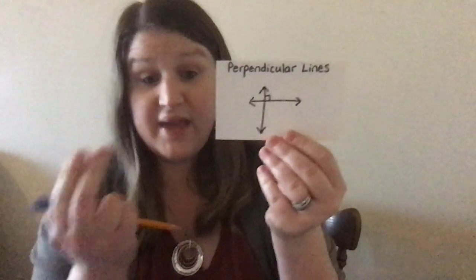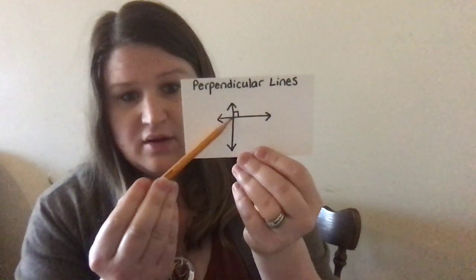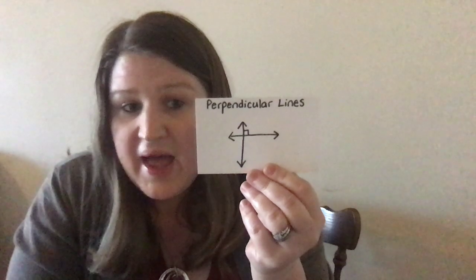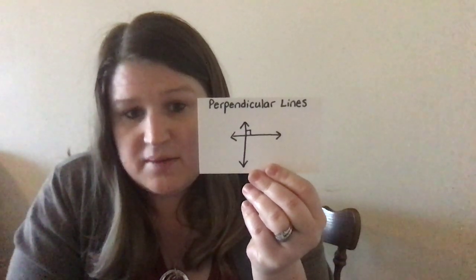The first one was perpendicular lines. Again, you see this square here, which should look familiar. That means that's going to be a right angle. And you should see right angles in perpendicular lines.